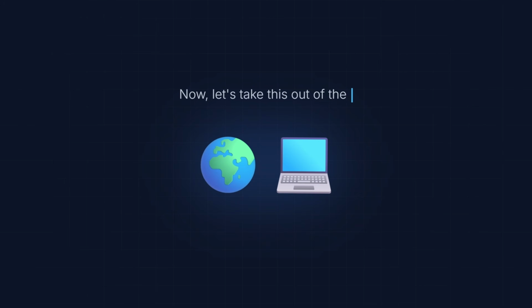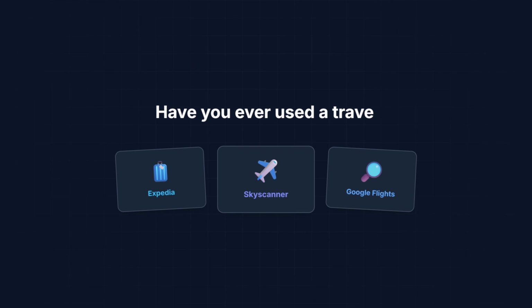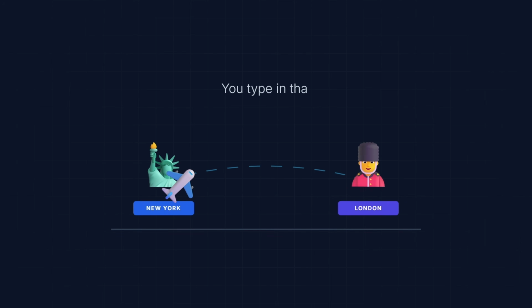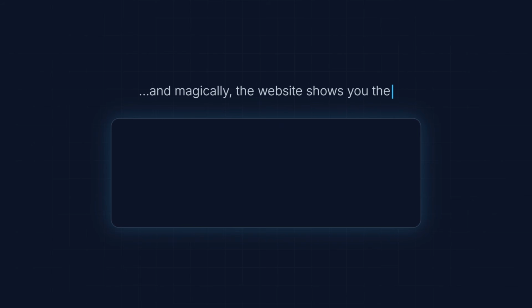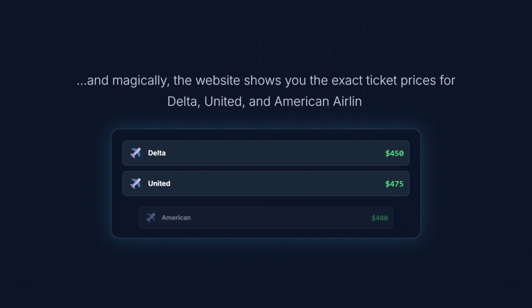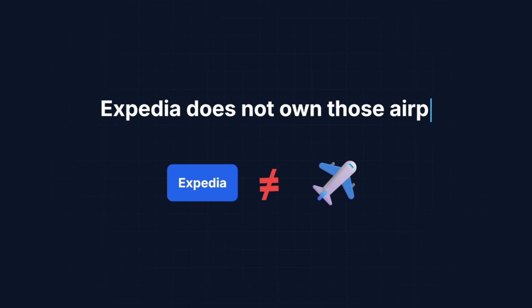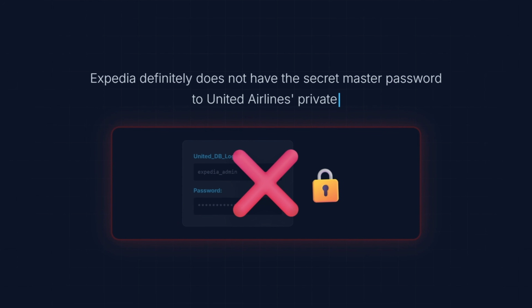Now let's take this out of the restaurant and look at how this runs the actual internet. Have you ever used a travel website like Expedia, Skyscanner, or Google Flights? You type in that you want to fly from New York to London, and magically, the website shows you the exact ticket prices for Delta, United, and American Airlines all at the exact same time. How is that possible? Expedia does not own those airplanes. Expedia definitely does not have the secret master password to United Airlines' private database.